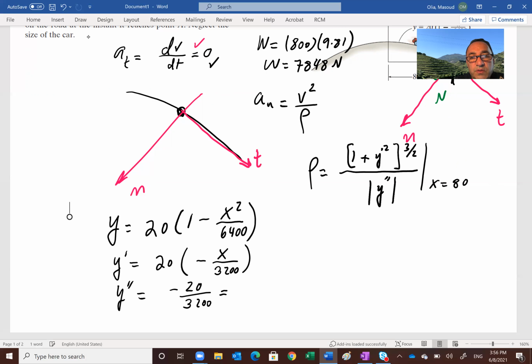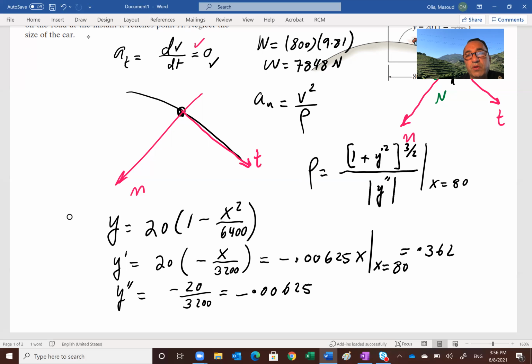Let me tell you what these exactly are. The first one becomes minus 0.0625 x if you simplify it, and the second one just becomes minus 0.00625. Now, if you plug in x equals 80, because you want to evaluate this at x equals 80, the first derivative happens to be minus 5, hmm, 0.362.